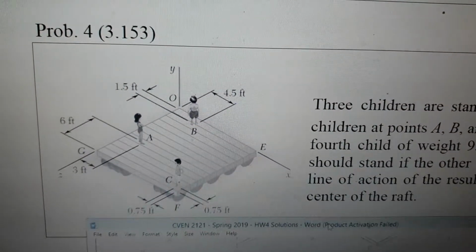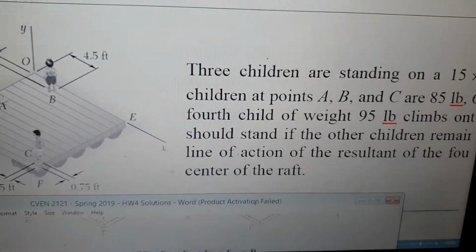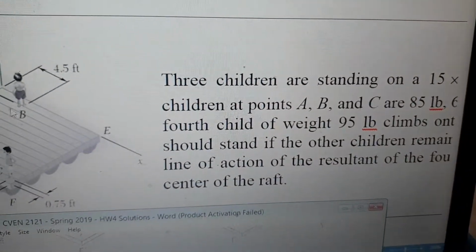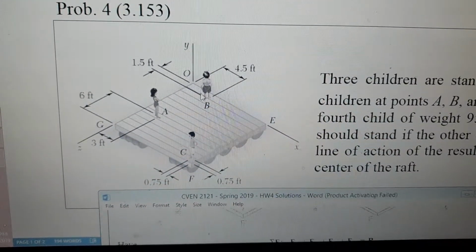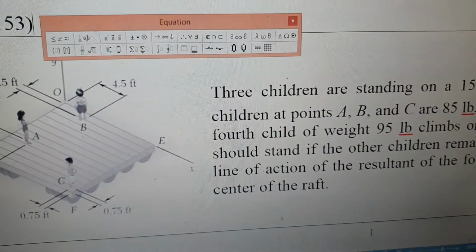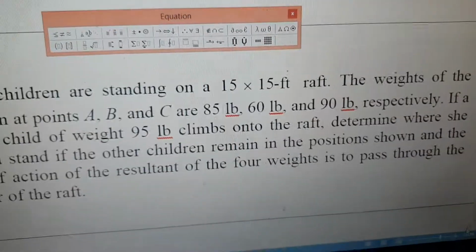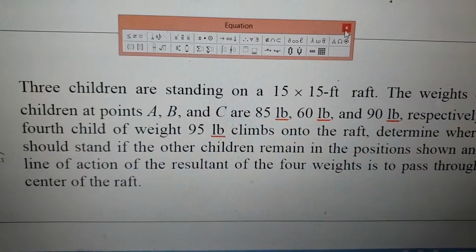Let's look at this question. There are 3 children, child A, child B, and child C, and this is the location for each one of them. So, 3 children are standing on a 15 by 15 feet raft.